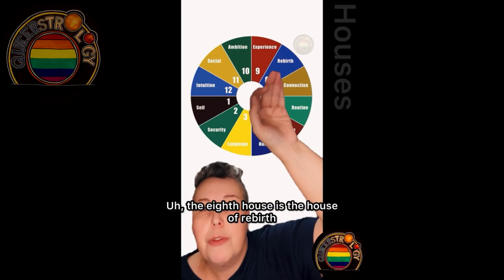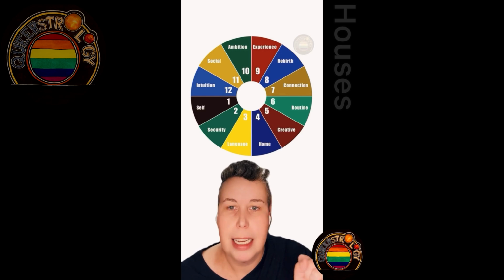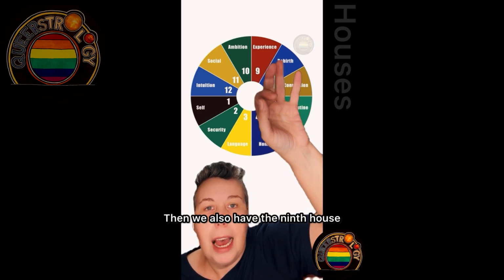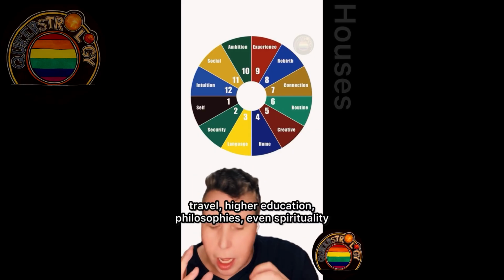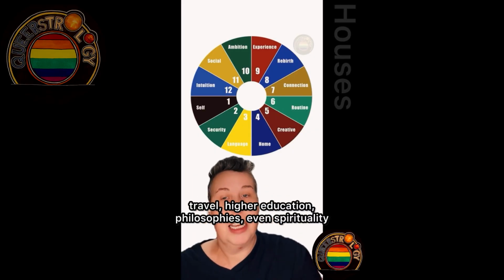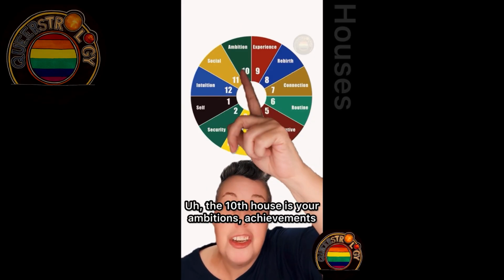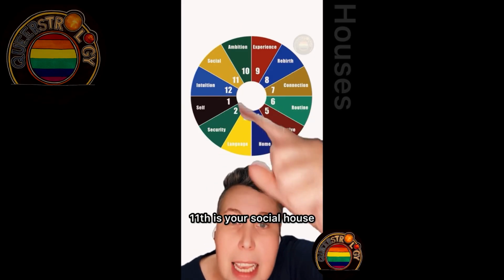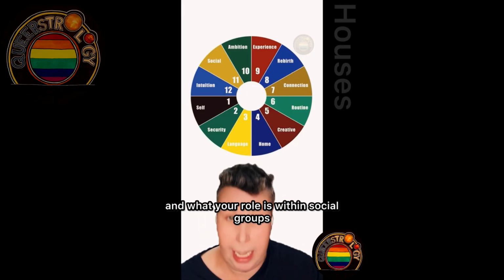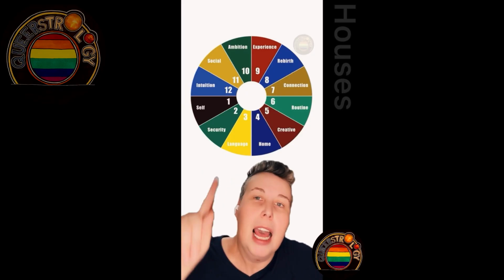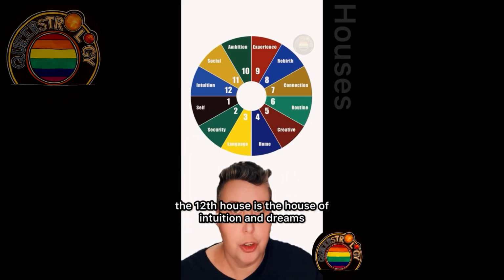The eighth house is the house of rebirth, transformation, death, and the occult, things like that. Then we also have the ninth house. The ninth house is the house of experience, travel, higher education, philosophies, even spirituality. The 10th house is your ambitions, achievements. 11th is your social house, so what kind of social groups you want to be a part of and what your role is within social groups. And then finally, last but not least, the 12th house is the house of intuition and dreams.